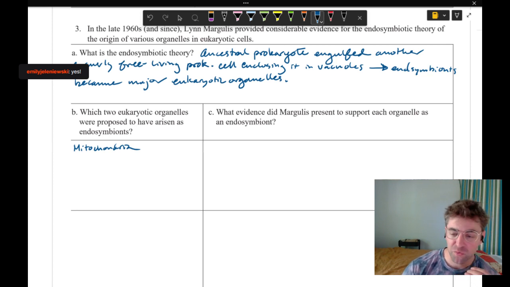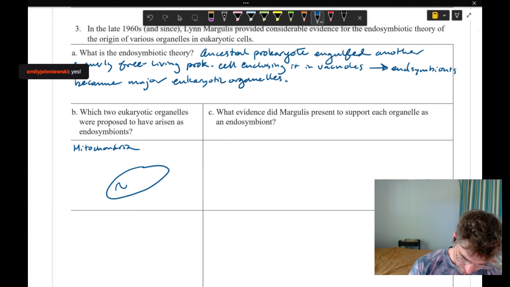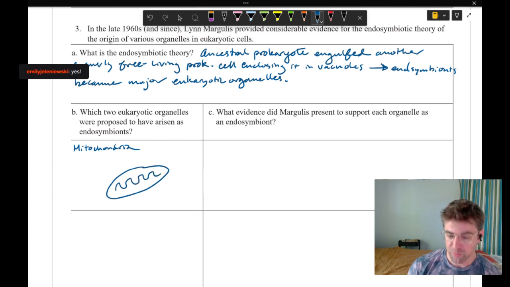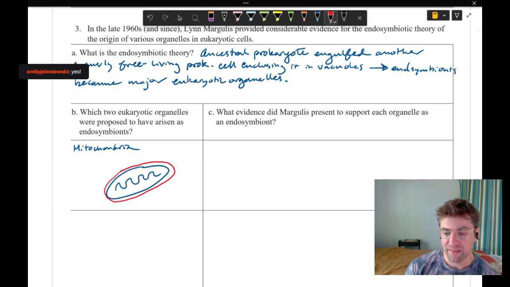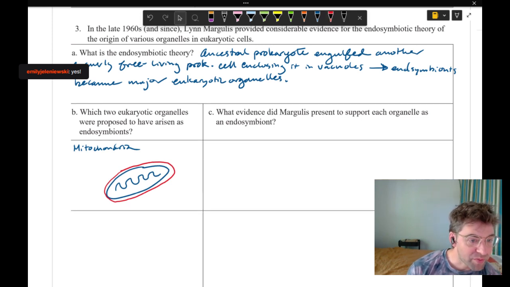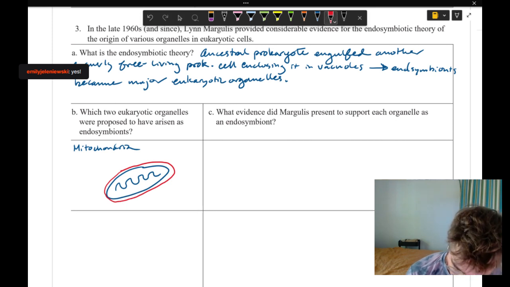Mitochondria were proposed as evidence for endosymbiont theory for a couple of reasons. It is double membrane bound. And that double membrane is important, which we will get to. Yeah, we're going to talk about that right now.